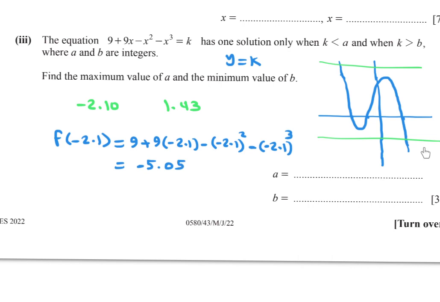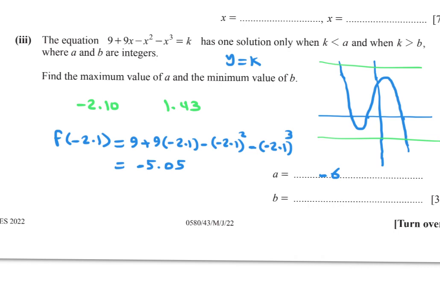5.05, to three significant figures. Lines below negative 5.05, like y equal negative 6, y equal negative 7, y equal negative 8, intersect the curve at one point. So the maximum value for a is negative 6, because if it's negative 5, it intersects at 3 points. If it's negative 5.05, it intersects at 2 points. So less than negative 5.05 and an integer: negative 6, or negative 7, or negative 8. So the maximum value for a is negative 6.